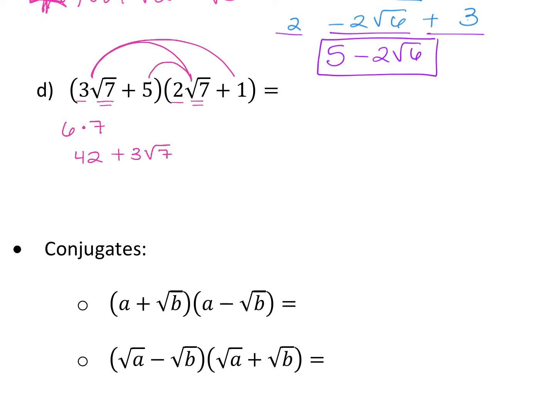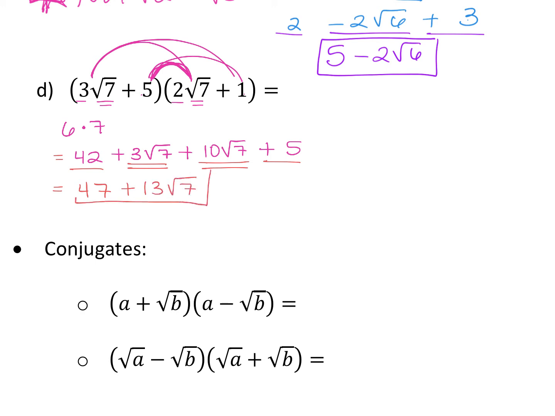Then we go inside. I should have done binomial Benny for you, huh? Oh well. Plus 5 times 2 is 10 rad 7. And then we go last. So plus 5 times 1 is 5. Now simplify from there. So you have 42 plus 5 is 47. And then 3 rad 7 plus 10 rad 7 is plus 13 rad 7. And again, don't combine those. That's as much as you can do, and you are done.